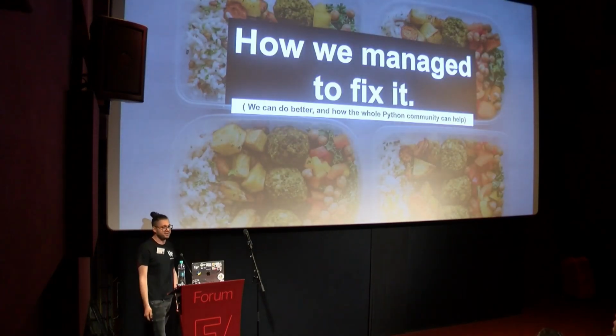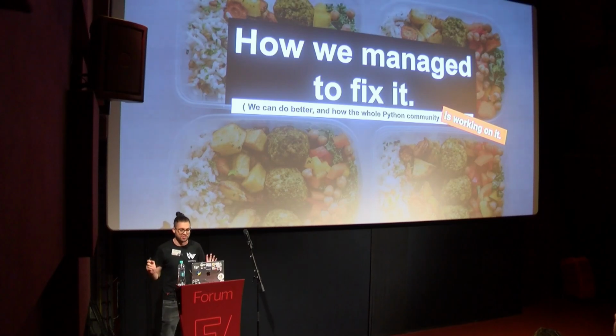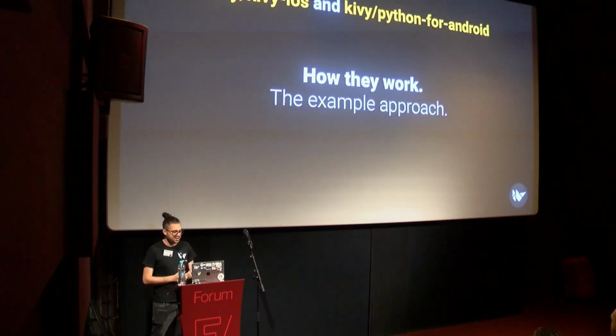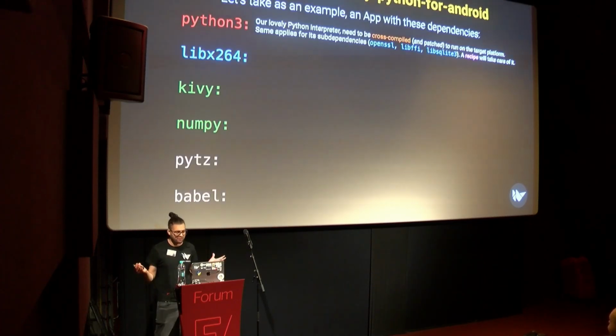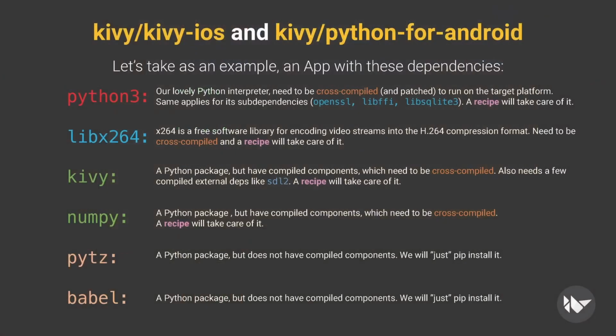So how did we manage to fix it, and how is the community working on it? Well, let's use an example approach. We have an application with Python 3, which is our lovely Python interpreter, that needs to be cross-compiled and patched to run on the target platform. Same applies for its sub-dependencies, like OpenSSL, libffi, and SQLite 3. A recipe will take care of it.